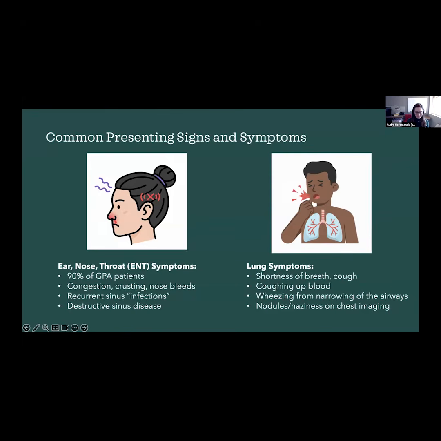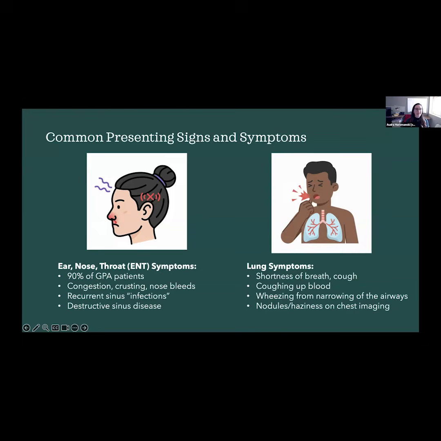One of the next most common symptoms is pulmonary symptoms or lung symptoms. So this can present as shortness of breath or cough, sometimes coughing up blood. That's a much more severe manifestation of this disease.